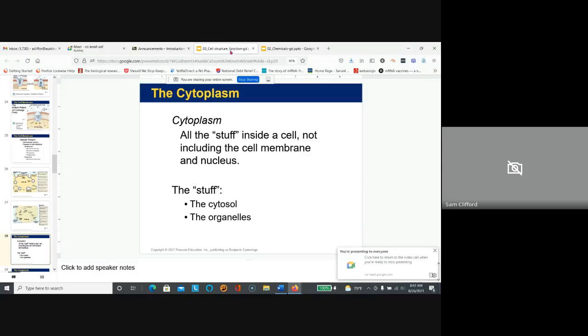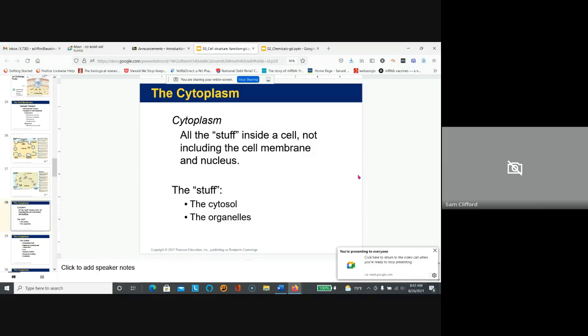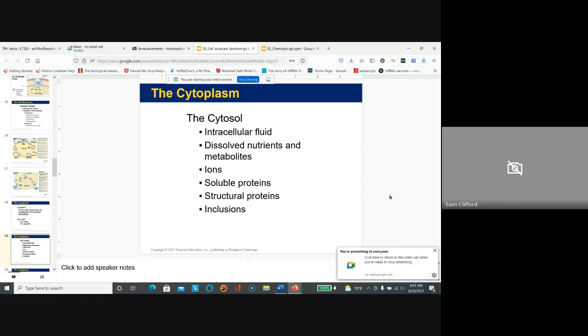Back to the PowerPoint. So the stuff in the cytoplasm is the cytoplasm itself and organelles. The cell membrane keeps the cytoplasm and all the organelles in the cell. The cytosol is the fluid in the cell. There's dissolved nutrients and metabolites, ions, soluble proteins, structural proteins, and other things like the organelles.